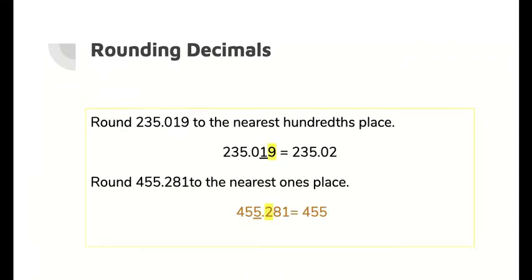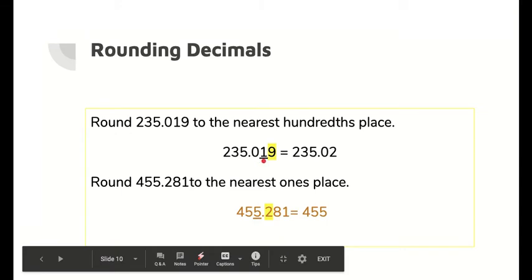The last thing we are going to go over is rounding decimals. So when we are rounding decimals, the underlined value is the value that we're rounding to. So if you notice in our first example, we're rounding to the hundredths place. So the 1 is underlined.